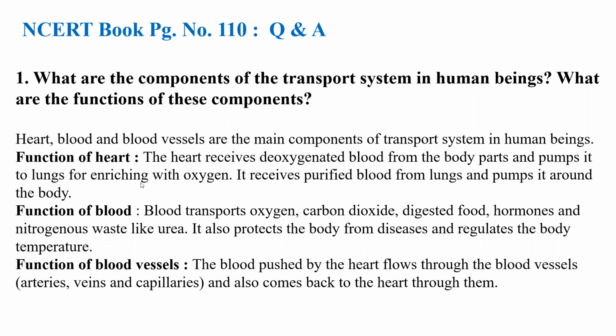Okay. Next, function of blood. Blood transports oxygen, carbon dioxide, digested food, hormones, and nitrogenous wastes like urea. It also protects the body from diseases and regulates the body temperature. Next, function of blood vessels. The blood pushed by the heart flows through the blood vessels. As you know, blood vessels are the arteries, veins, and capillaries, and blood also comes back to the heart through them. Pipeline structures in our body.